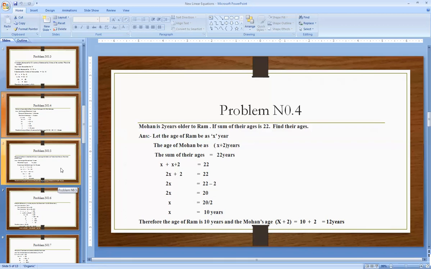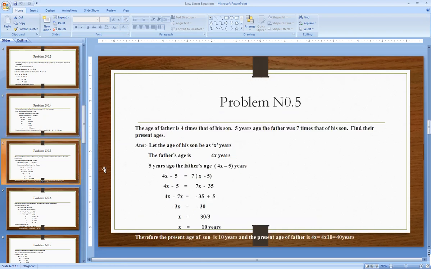So this is how to calculate between the ages of the elder and the younger one. And the next question they have given is regarding the age of father and age of son. Let us see how to calculate.